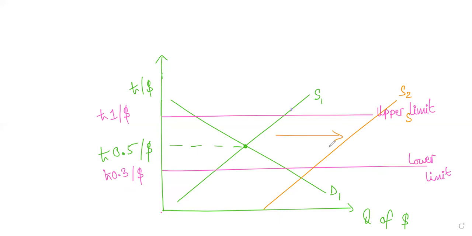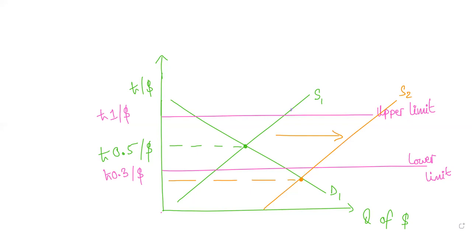If the dollar supply has increased so much that your exchange rate has gone below the lower limit that you had set for the exchange rate, then what would you do? You would do the complete opposite of what we have just discussed. You will start demanding dollars.